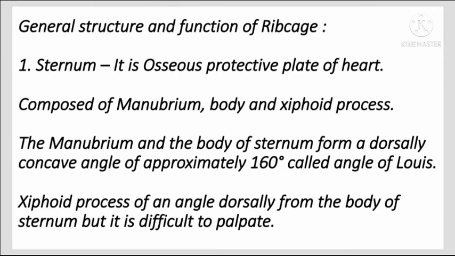General structure and function of the ribcage: the first one is the sternum. It is the osseous protective plate of the heart, composed of the manubrium, body and xiphoid process. The manubrium and the body of the sternum form a dorsally concave angle of approximately 160 degrees called the angle of Lewis. The xiphoid process and the body of the sternum also form an angle dorsally, but it is difficult to palpate.